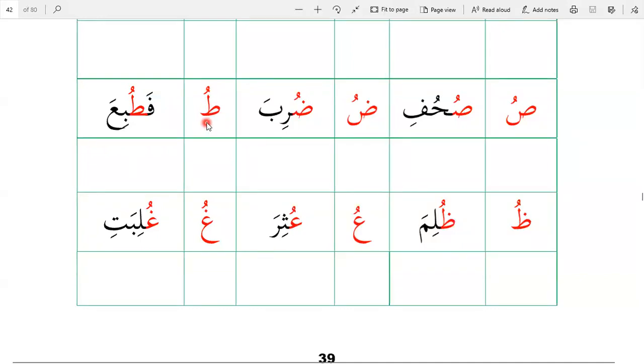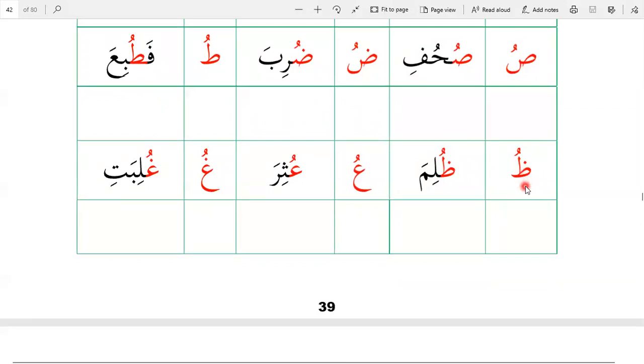So this is tu, fa, tu, bi, a, vu, vu, li, ma, au, au, thi, ra, ru, ru, li, ba, ti. I'll see you inshallah tomorrow for more reading and some exercises.